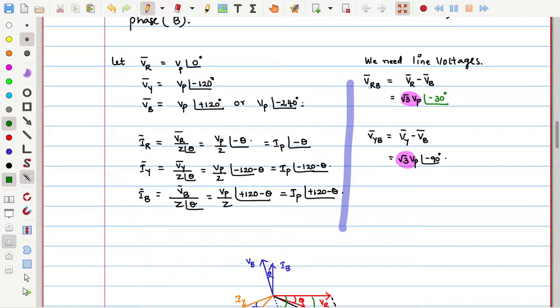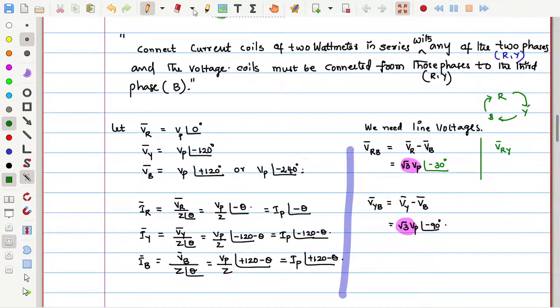Vry leads the Vr by 30 degrees actually. But it is not Ry, so it is not leading, it is lagging. It is a different line voltage. Just let me clear that point: in the proper phase sequence, after R I should get Y, then after Y I should get B, then after B I should get R. Now in this way I can say that the Ry line voltage leads the R phase voltage by 30 degrees.